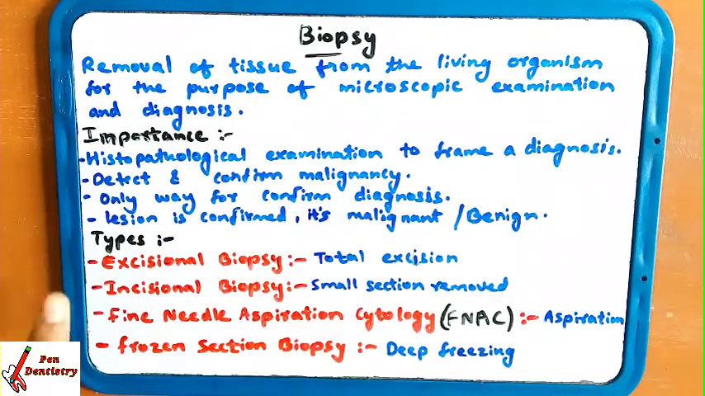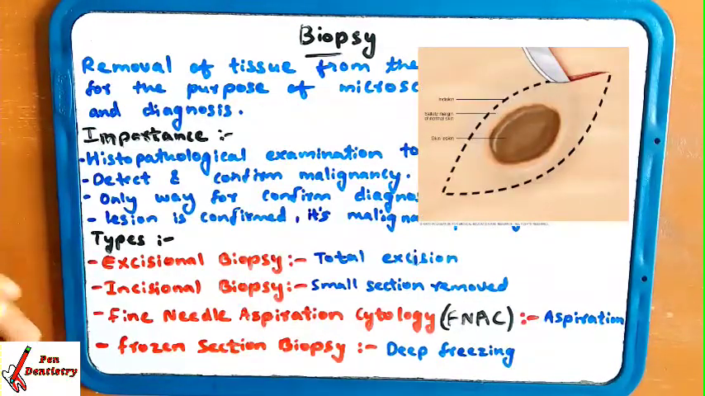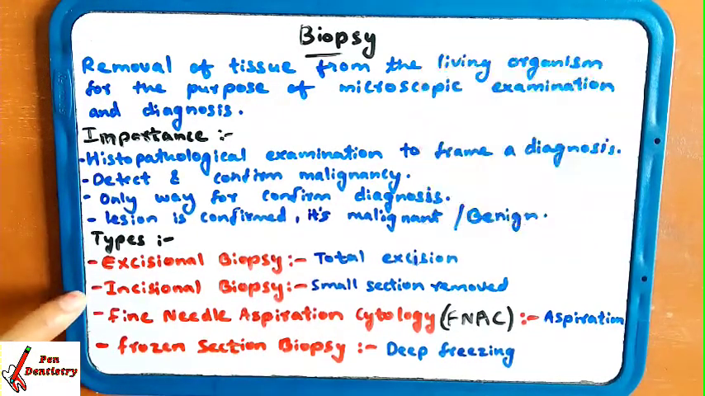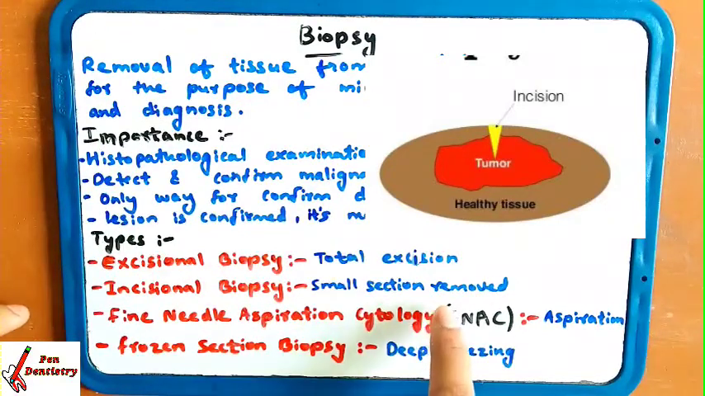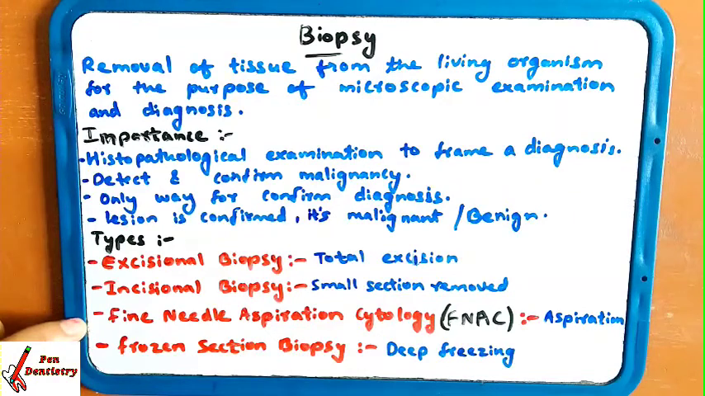What are the types of biopsy? There are four types. Excisional biopsy: excisional means you are going to remove, you are going to cut. Incisional means you are going to remove a small section. Then fine needle aspiration cytology, FNAC, and frozen section biopsy.